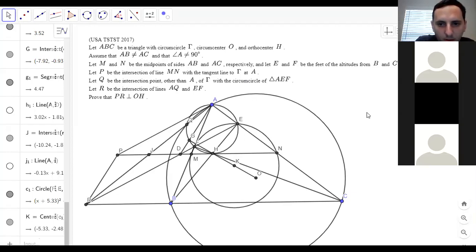Michael. Oh, okay. So just stop me. Sorry. So just use the radical axis.